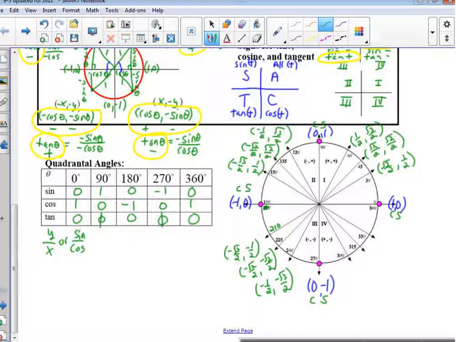300 is the same, if we follow it along, as 120. So that's going to be positive 1/2, negative radical 3 over 2. 315 would be positive radical 2 over 2, negative radical 2 over 2, and 330 would be the same as 150 or 30. Just first one's positive radical 3 over 2 comma negative 1/2. And we're going to see those again in our notes.